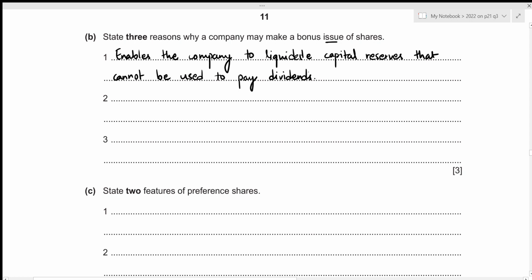Secondly, bonus issue of shares is also a form of dividend because we are providing additional ordinary shares to the existing shareholders, right? And dividends or cash dividend are paid when we have enough cash in the company. But when the company needs to preserve cash, it could issue bonus shares as the dividends. Let's write it down. Issued in place of cash dividends when there is a need to preserve cash.